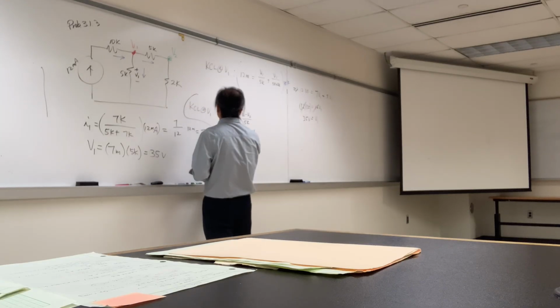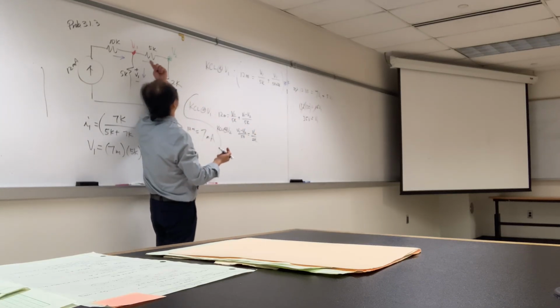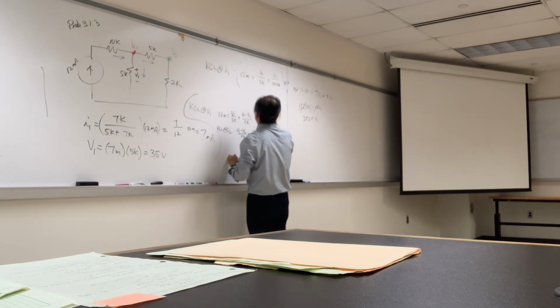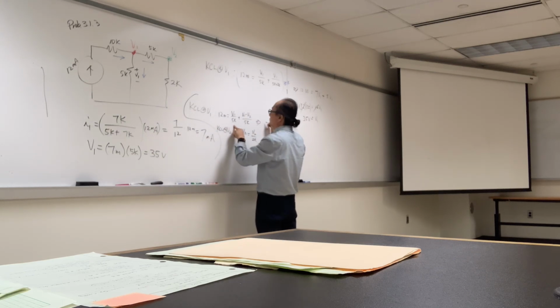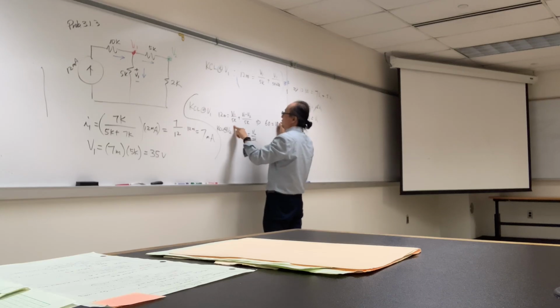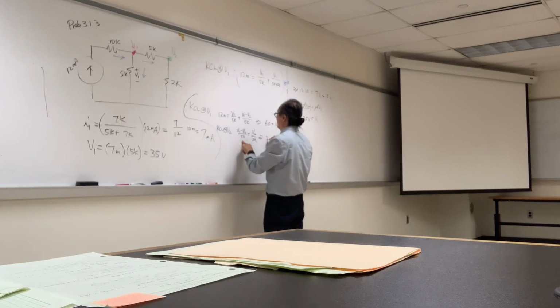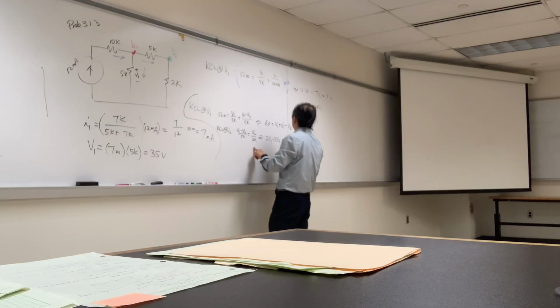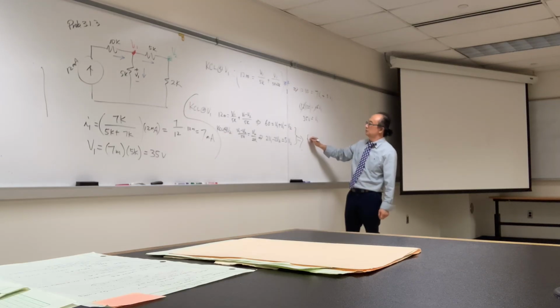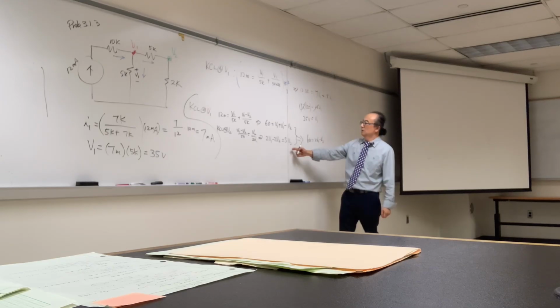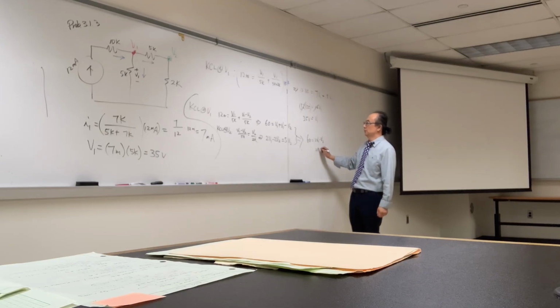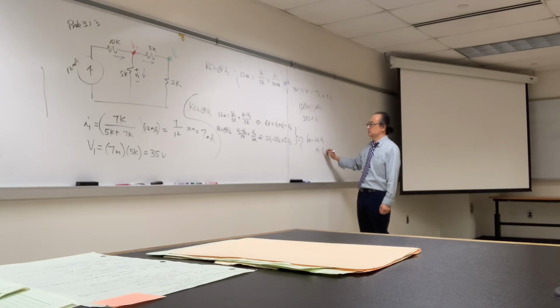And if you set it up like this with V1 and V2, now from here we multiply by 5: 60 equals V1 plus V1 minus V2 over 10K, so 2V1 minus 2V2 equals 5V2. The first equation is 60 equals 2V1 minus V2. For the second one, we have 2V1 minus 7V2 equals 0.